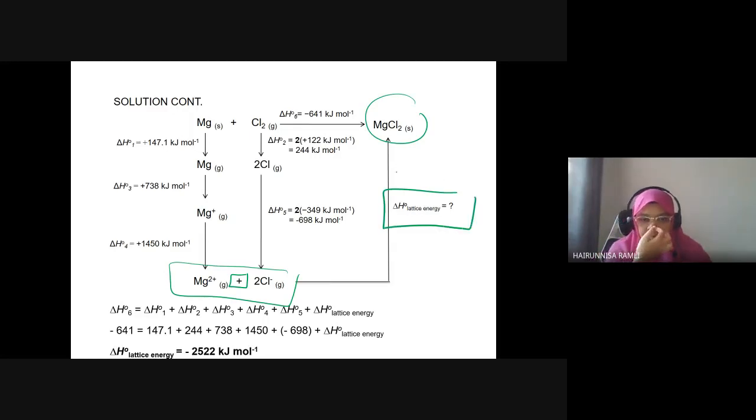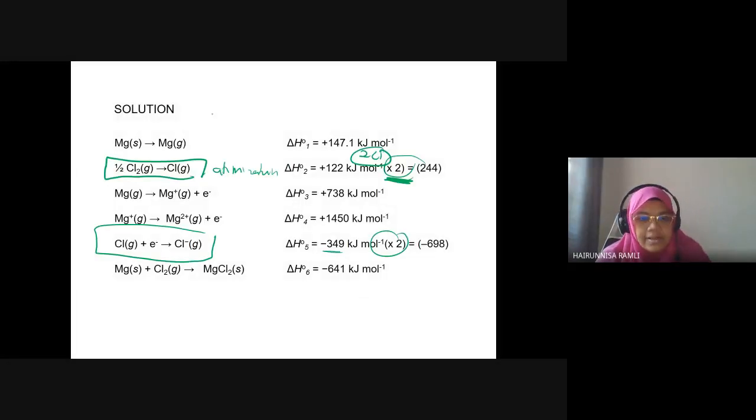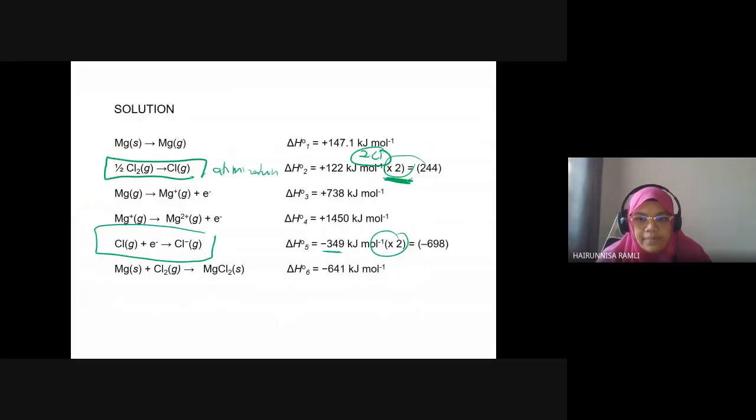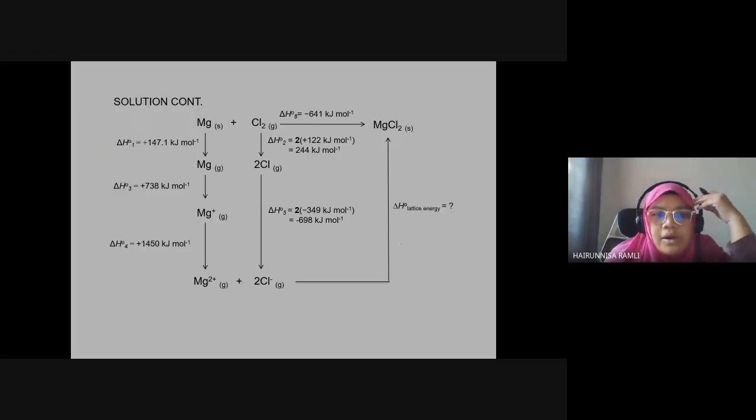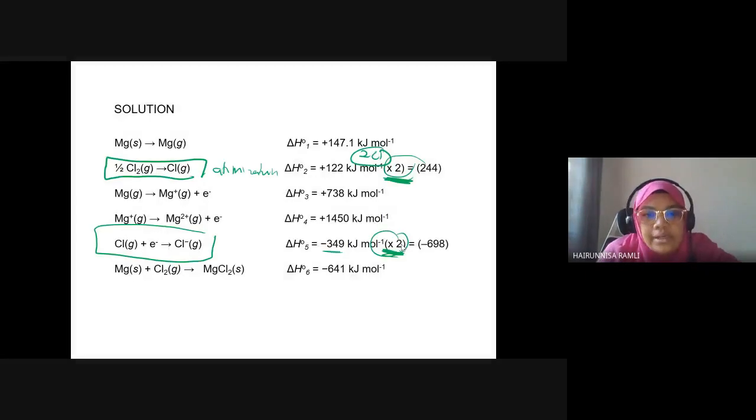Okay, so bila you dah susun kat sini, again sama je method dia, delta H6, the final value, the main equation delta HF. Yang you nak cari adalah lattice energy. So itulah explanation yang kita terangkan for this page lah. Why you have to multiply by 2 for both this one. Untuk you, kalau saya lah, saya akan faham bila saya draw like this, daripada saya terus kira darab 2 tu kat mana. Saya takut silap lah.